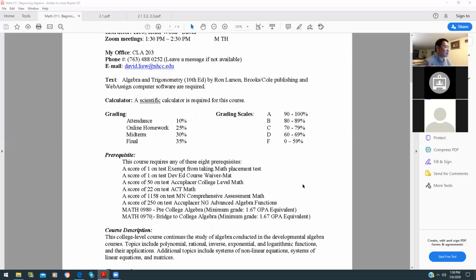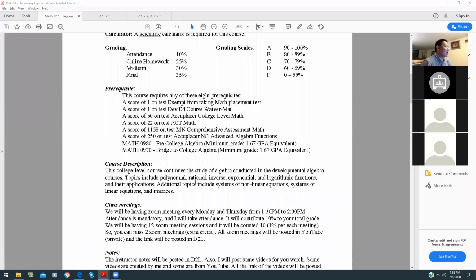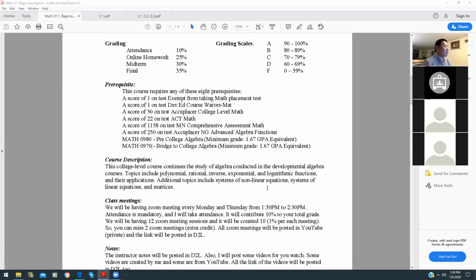Everyone's going through this. So course description, we will go through polynomials, inverse, rationals, exponents, logs. Okay, and then if we have time, we do nonlinear. I think we have time to do nonlinear. We do not do matrices and systems of linear equations. We just do the nonlinear, just a little bit, not a lot.